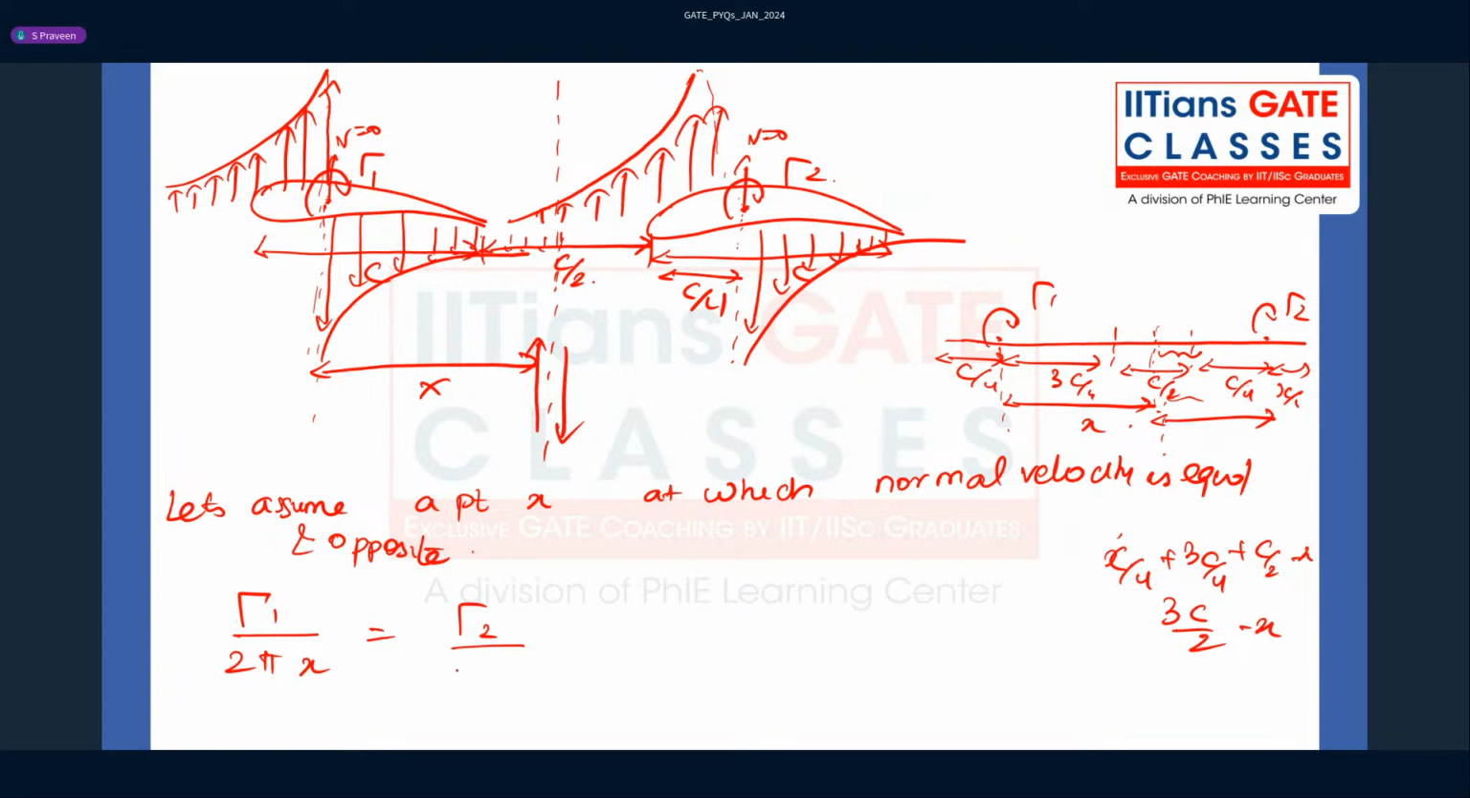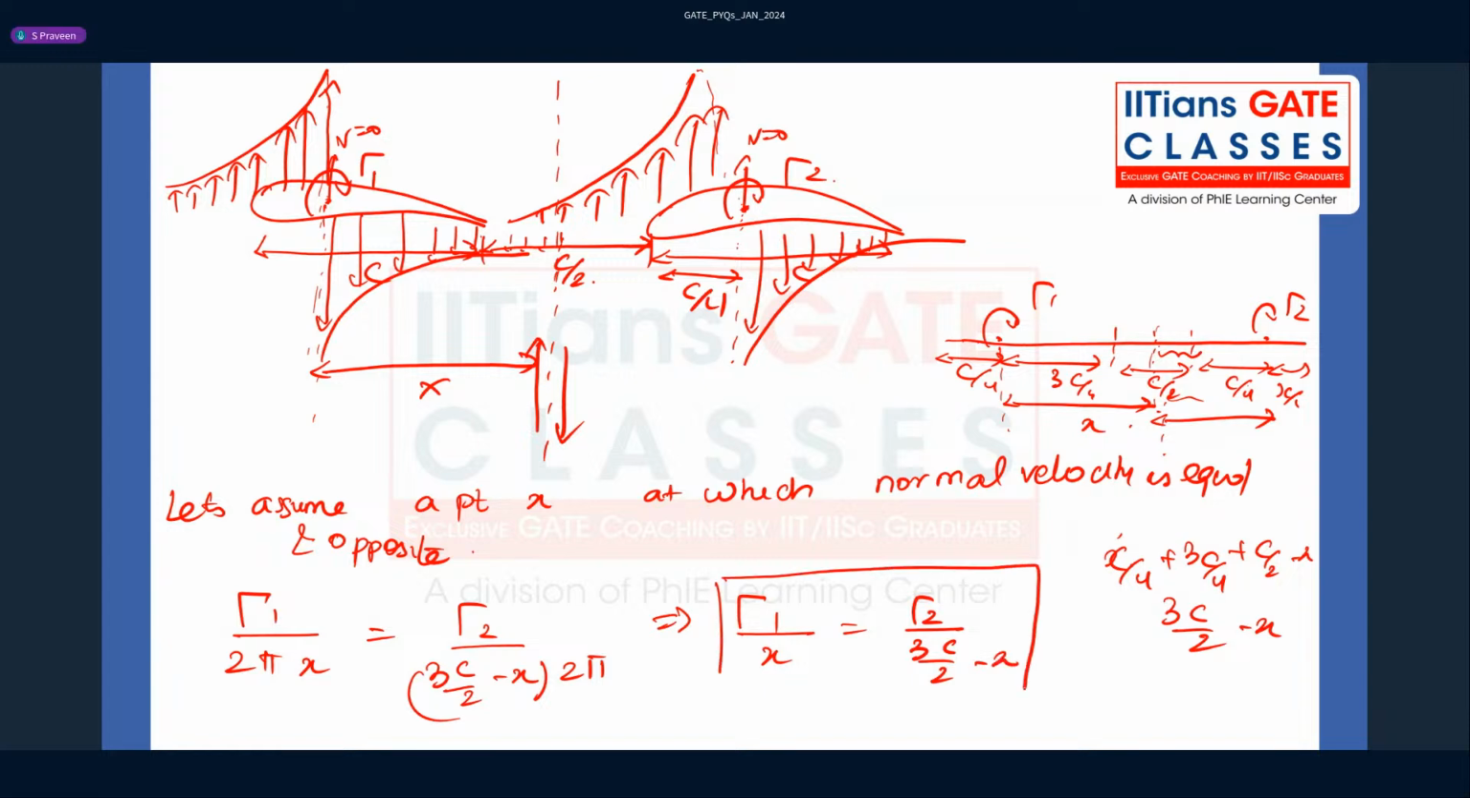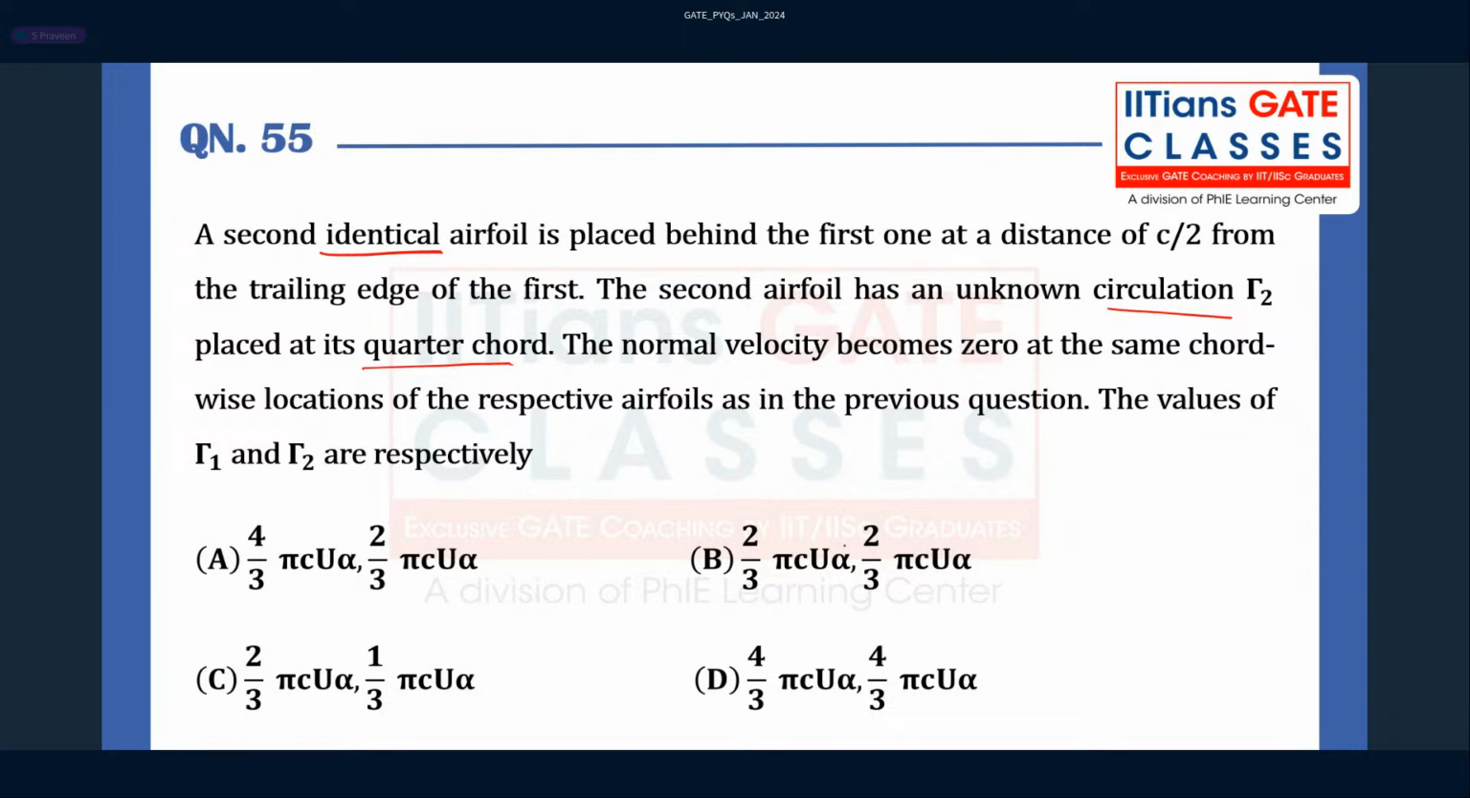Okay, so which means I will have a formula of 3c by 2 minus x times 2 pi. So if I cancel out those two things, gamma 1 by x is equal to gamma 2 by 3c by 2 minus x. Okay, let that be your first equation, right? Now, what else is given in the question? He's saying the normal velocities become zero at the same chordwise locations of the respective airfoils as in the previous question. And we also have, okay, let's try to do this.